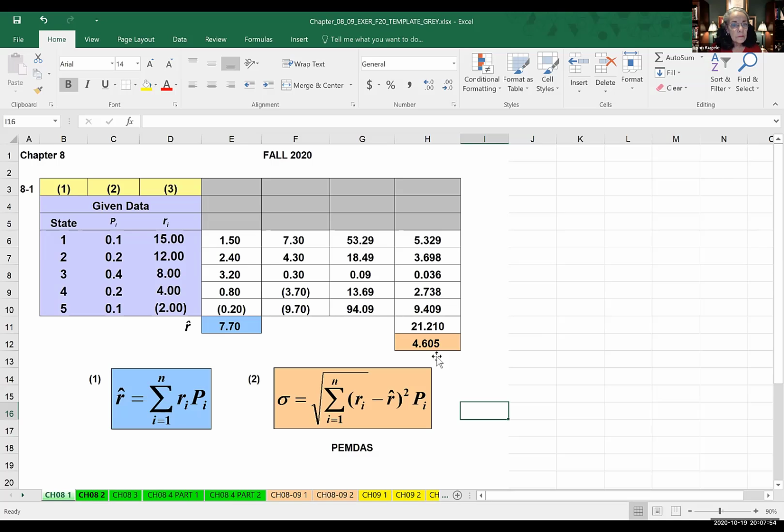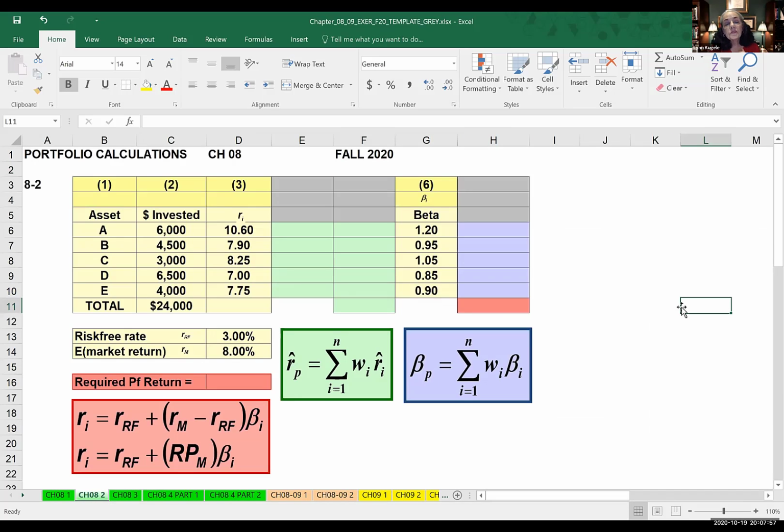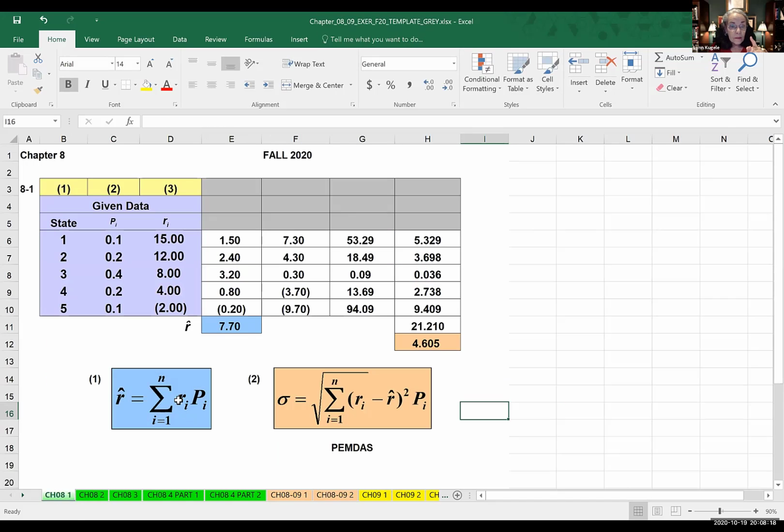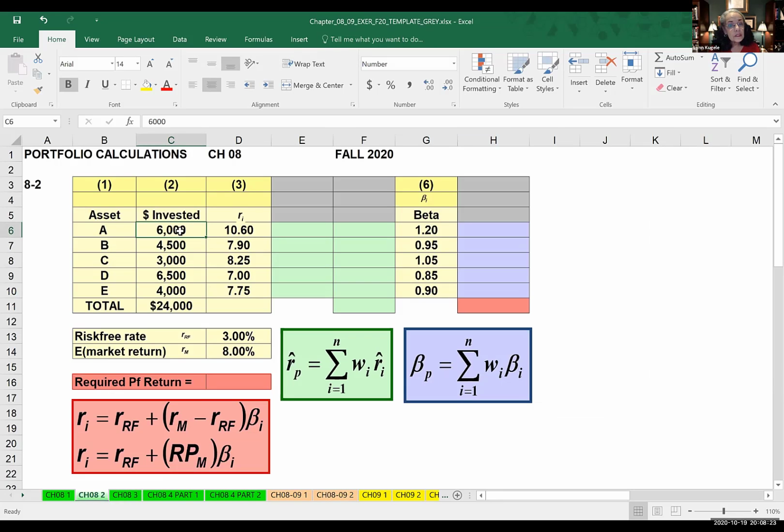Okay, let's look at number 2. Number 2 uses equations 3, 4, and 5. That's 3, that's 4, that's 5. This is the expected return on a portfolio, the beta of a portfolio, CAPM. Now, see the W's in both of those right there? Those are the weights. Back over here, the weight was the probability and it was given. Here, the weight is the percentage of dollars invested. So the first thing I need to do is get the weight.